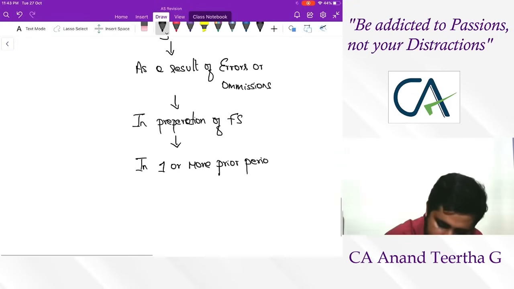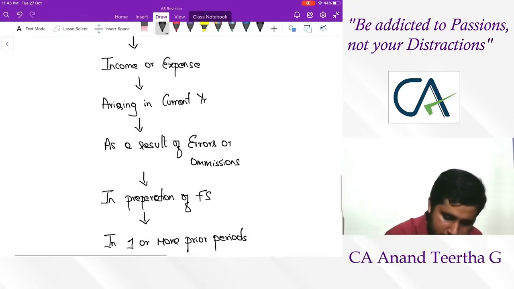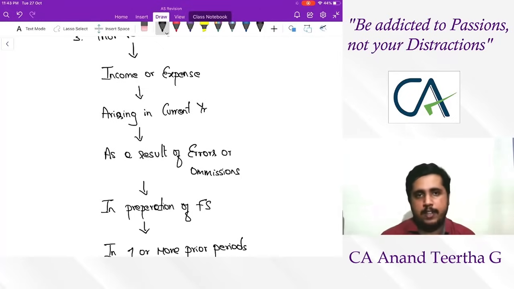Okay, I deliberately have brought these sentences even though it seems more. In simple terms, if I have to tell you what we mean by prior period item, it's basically mistakes. That's it. But when you bring it in the exam, you have to bring the technical words over there. So it is income or expense arising or shown in the current year as a result of errors or omissions in the preparation of financial statements of one or more prior periods.